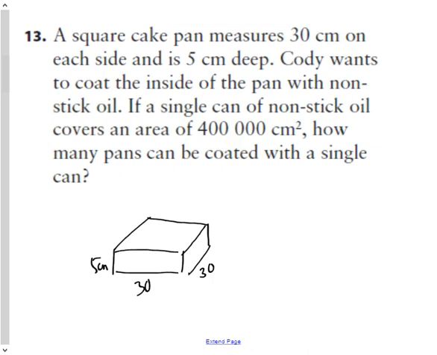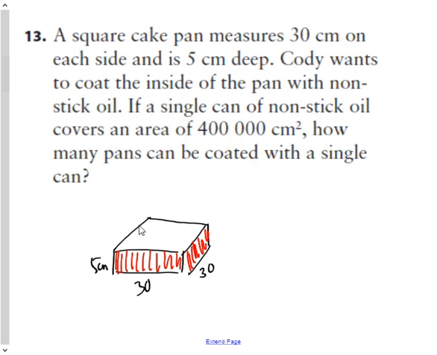Cody wants to coat the inside of the pan with nonstick oil. If a single can of nonstick oil covers an area of 400 centimeters squared, how many pans can be coated? So the first thing we need to do is calculate the surface area of this pan. Since it doesn't have a top, it has 1, 2, and then in the back there would be 2 more matching sides to that, and there would be a bottom, but there would not be a top. So this particular prism only has 5 faces.